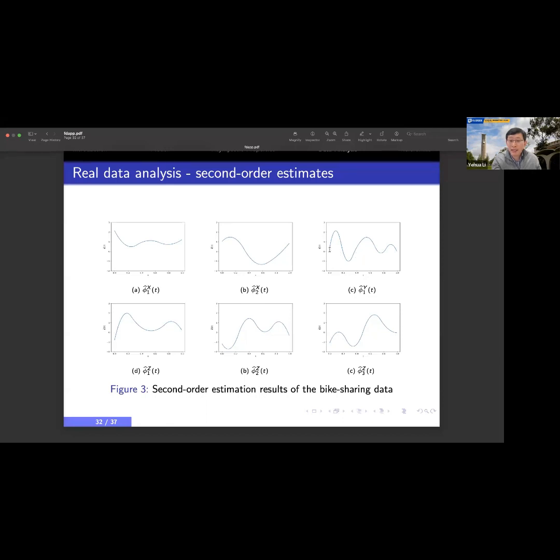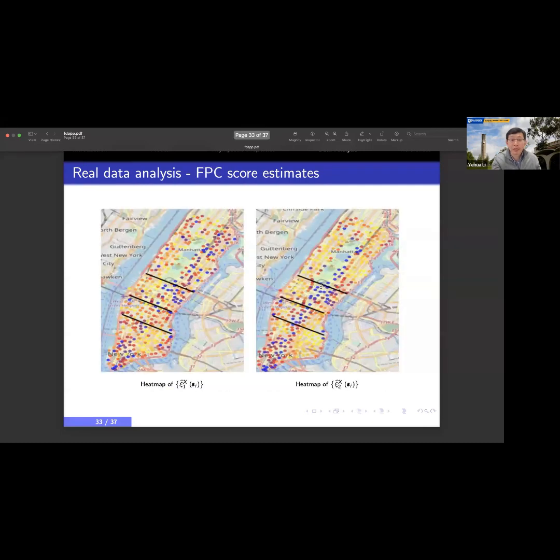So those days with high loading on the first principal component of Y, that means it will have less of a peak during the rush hour. So those days happen to be the weekend days. Okay, so all of these are interpretable.